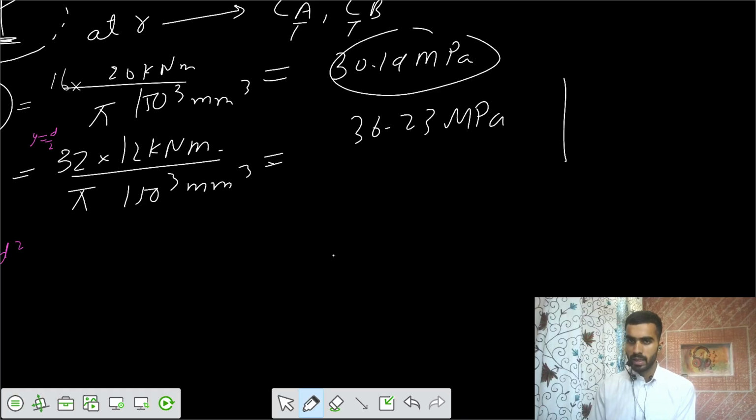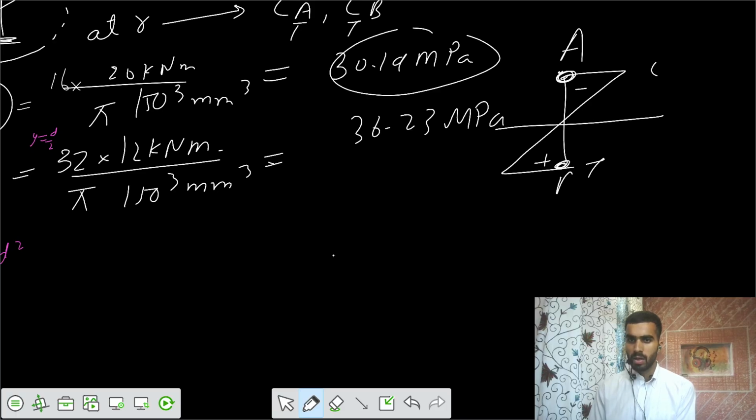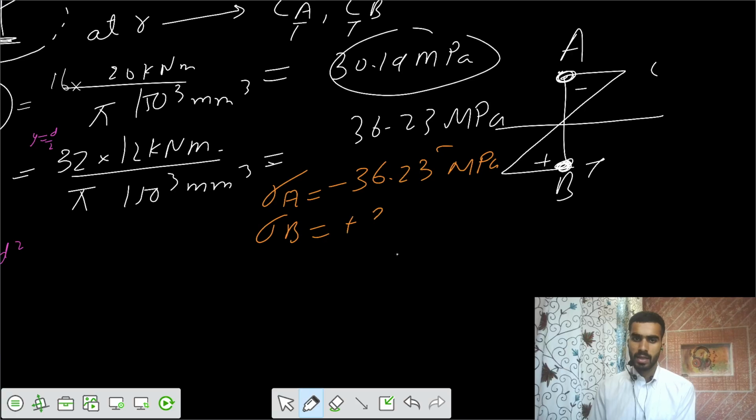Now, if you say that this is the variation, this is compressive, this is tensile, that means the top fiber, that is point A, was on the top and B was on the bottom. I would generalize that: sigma A equals negative, that's compressive, and sigma at the bottom is tensile, in megapascal. The value of stress is the same, but the direction differs. This is tensile, positive, and this is compressive, negative. So you got these two.